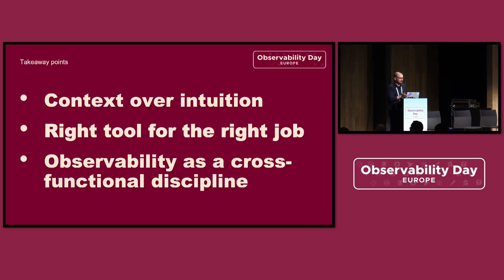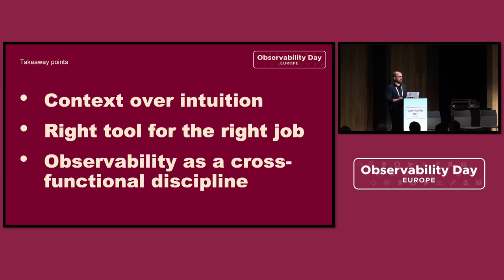So a few takeaway points. The first one is to use context over intuition. You can no longer pretend, if you work in a complex distributed system, that your debugging and monitoring practices of 5 years or 10 years ago will work in the complex systems of nowadays. So if you've got context, you've got evidence. If you've got no context, you just have whatever happened before may happen again sort of intuition.